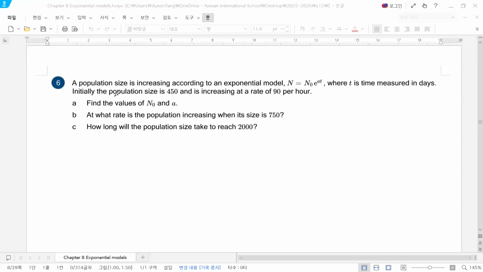Question number 6, population size is defined in this way, t days. Initially 450, so N0 is 450, and increasing at a rate of 90 per hour. It's not 90 per day, it's 90 per hour. And then it's a bit tricky.